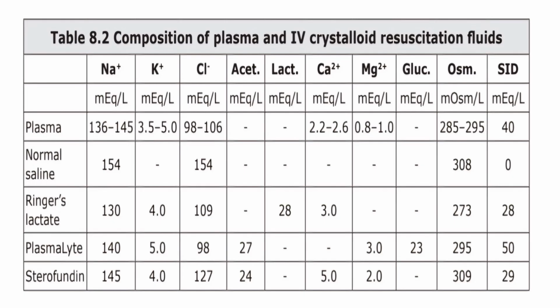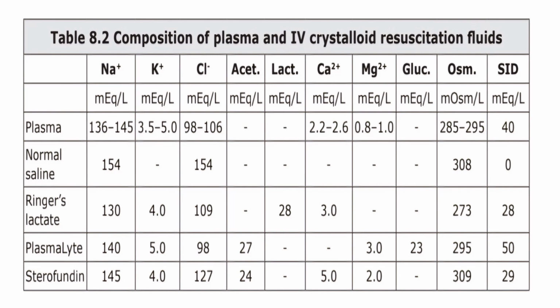This is the composition of different IV fluids. First, we have plasma. In plasma, we have sodium concentration of 136 to 145, then potassium 3.5 to 5, chloride 98 to 106. Then we have calcium in small quantities and magnesium, and the total osmolarity is almost about 285 to 295 mOsm. Then we have normal saline. In normal saline, we have only sodium and chloride. Sodium is 154 and chloride is also 154, and osmolarity is 308, somewhat equivalent to plasma but slightly on the higher side.